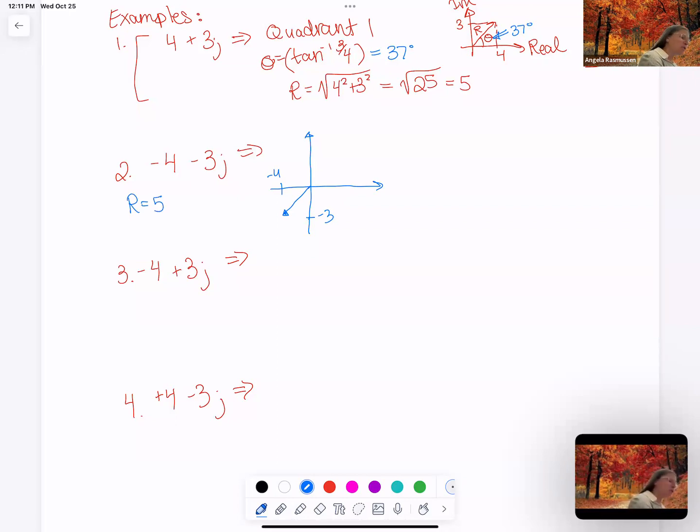And now the angle isn't going to be 37, right? Because 3/4 is going to actually give you a positive number. So you take the inverse tangent of -3 over -4. That actually gives you a positive here. So if you put that into your equation, it's just going to be 37 degrees. But that's not correct, right? Because it's actually coming around this.